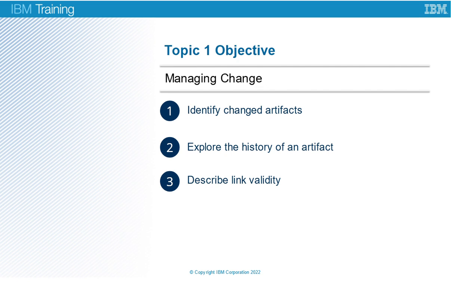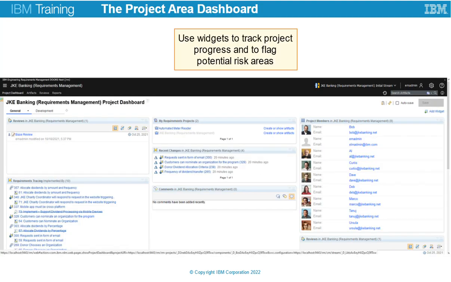After completing this topic, you should be able to identify changed artifacts, explore the history of an artifact, and describe link validity. Use widgets to track project progress and to flag potential risk areas. Widgets can cover more than just requirements and can incorporate information from other ELM tools.